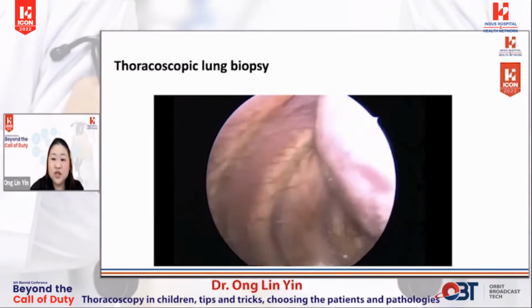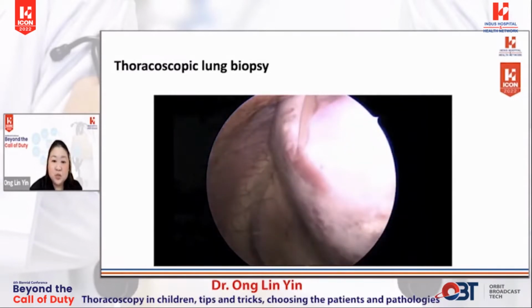In cases where active infection is expected, it is better to place the specimen in a bag and remove it without compromising the chest wall incision.